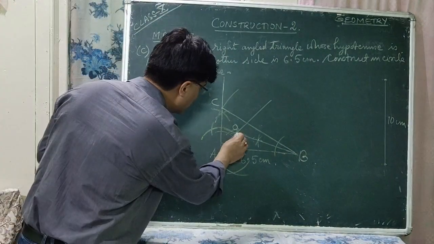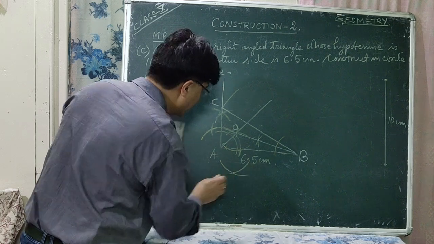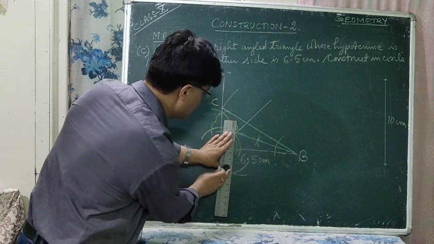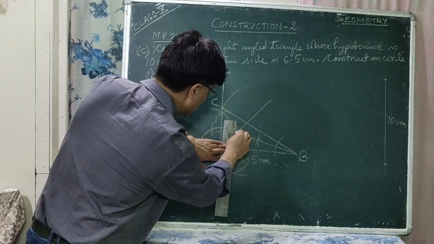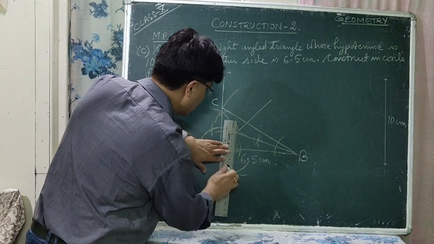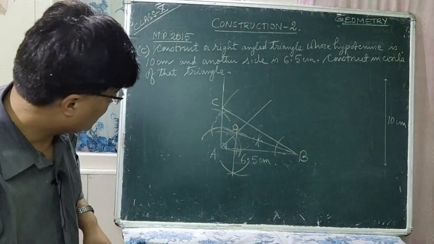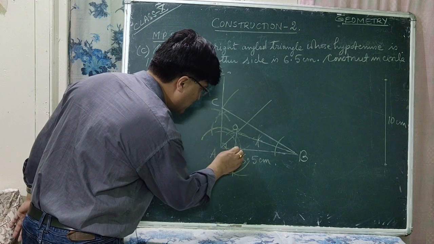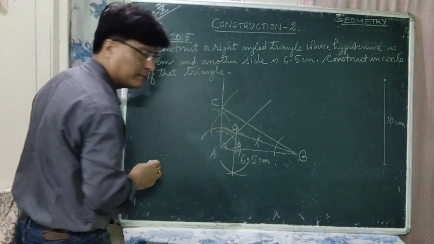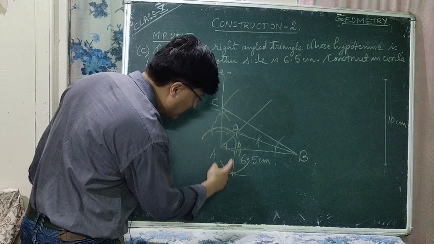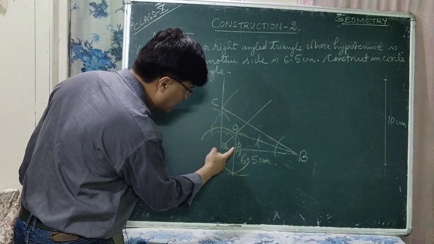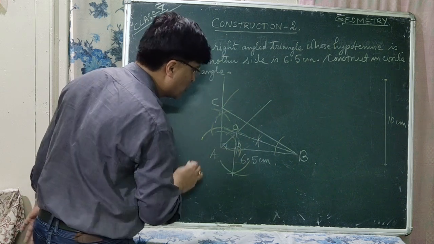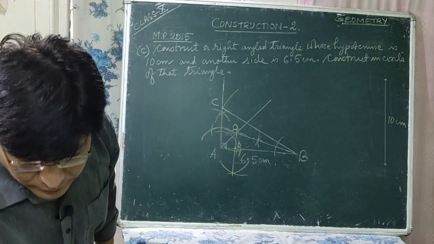Now we join these two points, this point and the O point. So this point and O point are joined. So they are joined, right? So now this perpendicular will intersect AB at which point? D point. This perpendicular is intersecting AB at which point? D point. Okay, so OD will be the radius of the incircle.